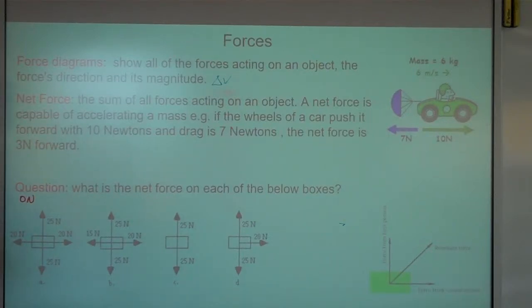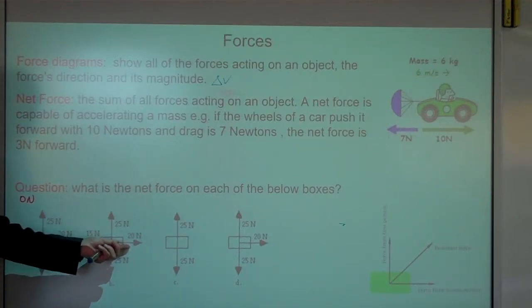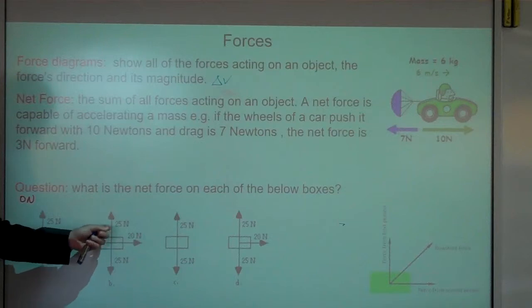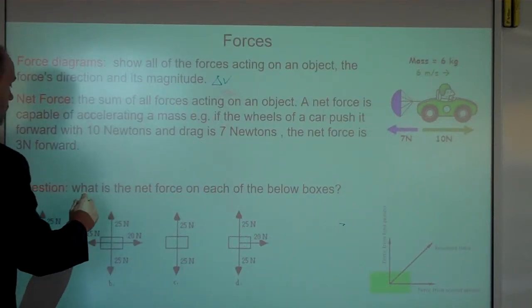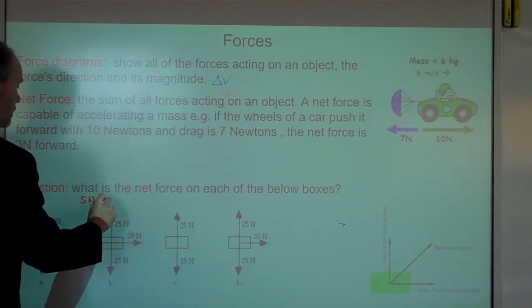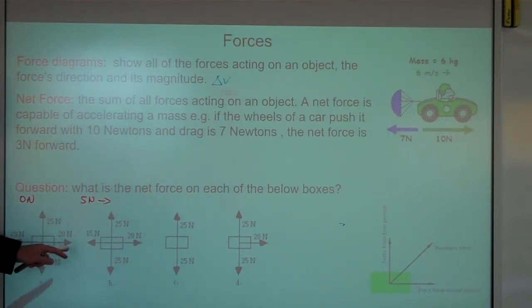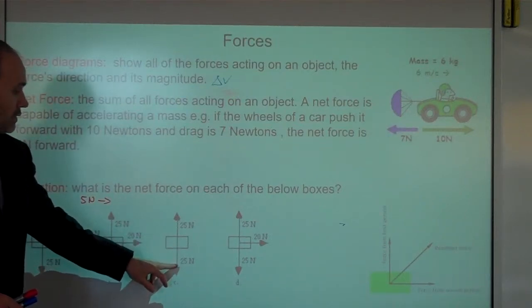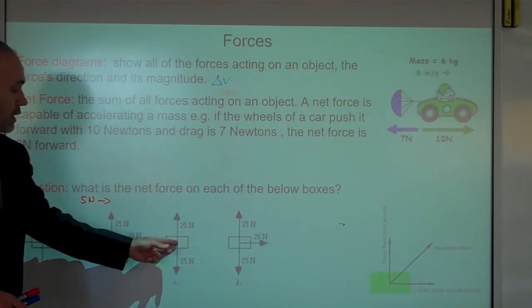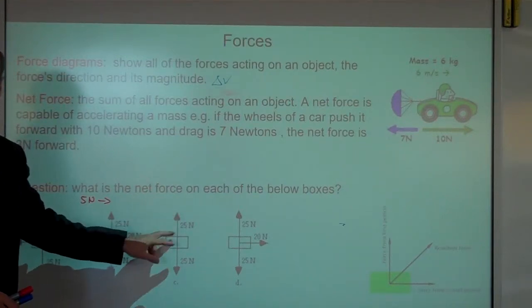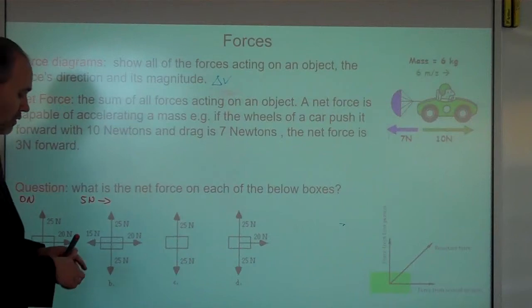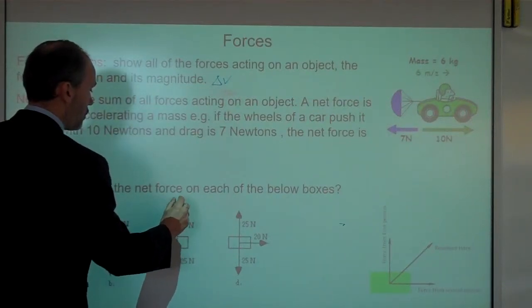There's no imbalance. Now the second one, 15 newtons left, 20 newtons right. Is there any imbalance? 5 newtons to the right. Up and down forces are identical, so in this case our net force is 5 newtons that way. So that object will move, or if it is moving, it will continue to move. In the third case, weight, 25 newtons down, reaction force, 25 newtons up. What is the net force in this case? Hopefully you're thinking 0 newtons net force.